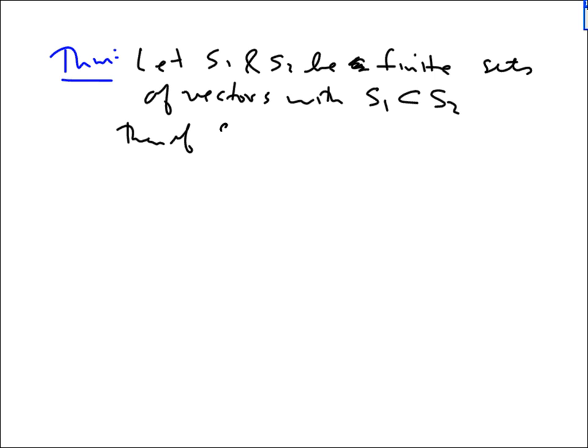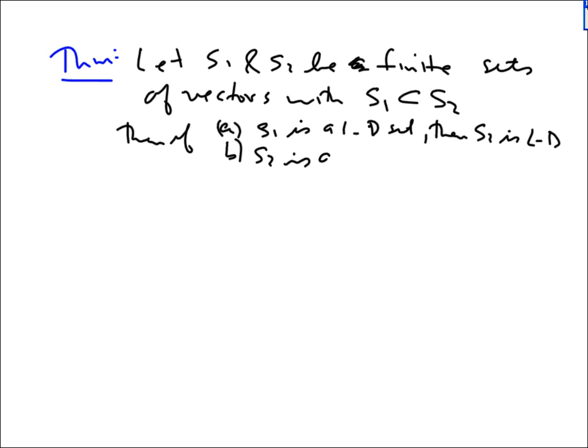Then (a) if S1 is a linearly dependent set, then S2 is also linearly dependent. (b) If S2 is a linearly independent set, then S1 is linearly independent.